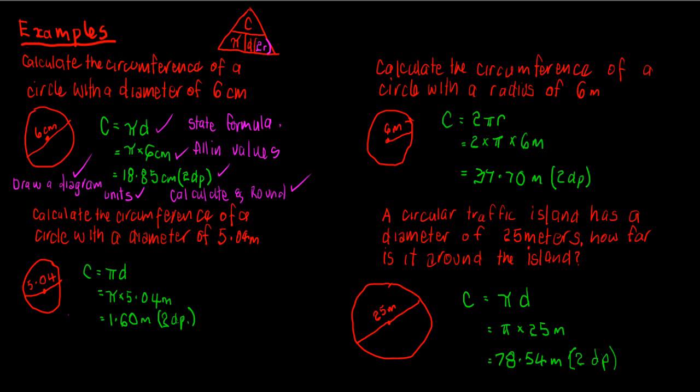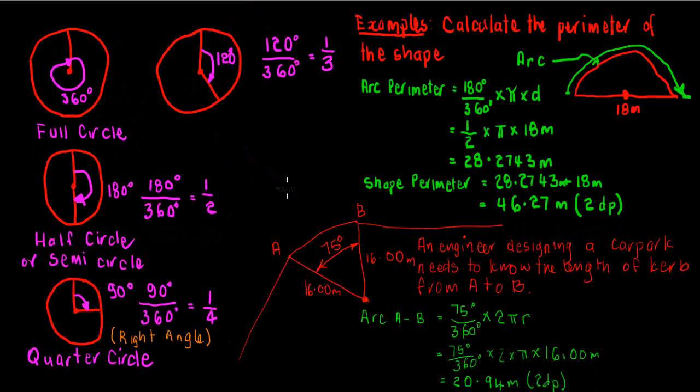Now finally, let's just go a little bit further with this, and we're going to have a look at situations now where we perhaps don't want to find out the total circumference around a circle, but part of it. So let's have a look at a circle. First of all, we all know that there's 360 degrees in a circle. So if we start from a point in a circle and go full way around, that measures 360 degrees. So that's a full circle.